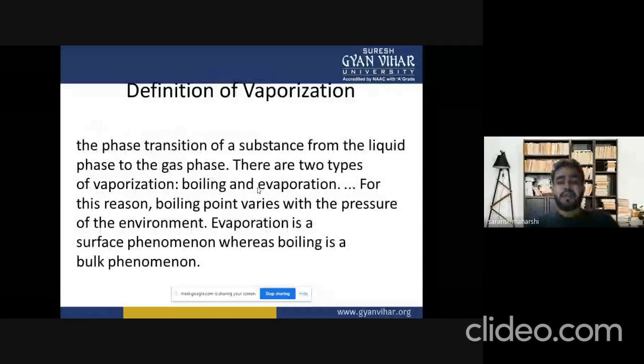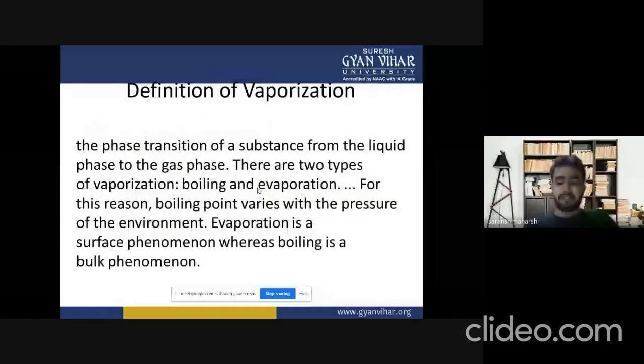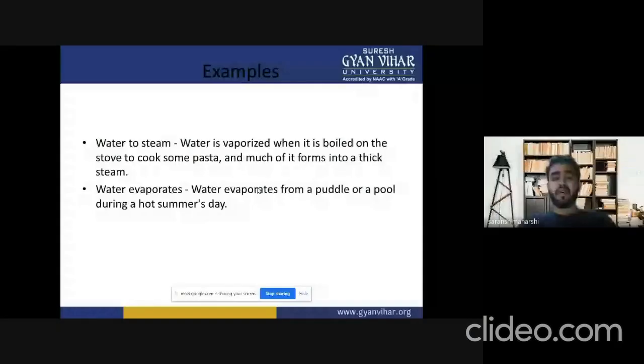There are two types of vaporization: evaporation and boiling. Evaporation is a surface phenomenon, whereas boiling is a bulk phenomenon. Example: water boiling. Water is vaporized when it is boiled on the stove to cook some pasta, and much of it forms into steam. Water evaporates from a puddle or a pool during a hot summer day.